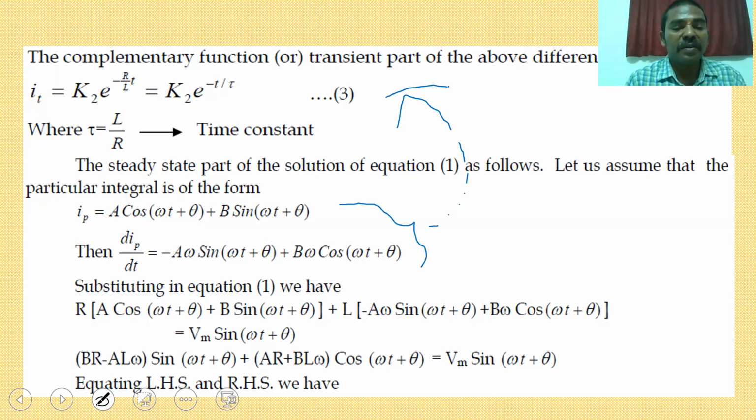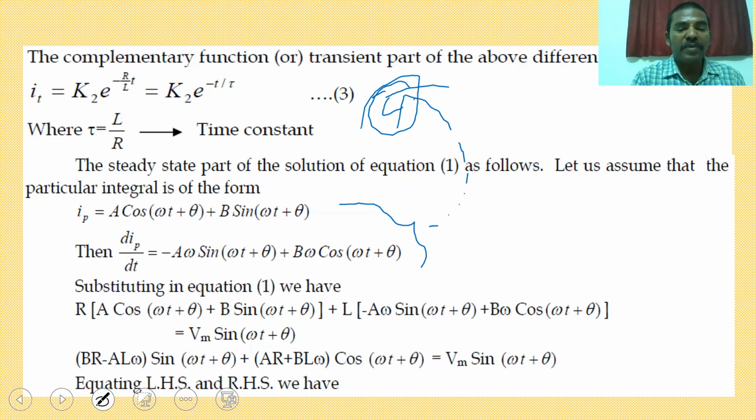So if you substitute in equation 3, R into a cos omega t plus theta plus b sin omega t plus theta. Not equation 3, equation 2. In equation 2, okay. So R into a cos omega t plus theta plus b sin omega t plus theta, plus L into minus a omega sin omega t plus theta plus b omega cos omega t plus theta is equal to Vm sin omega t.